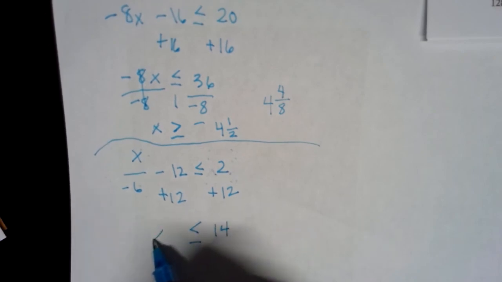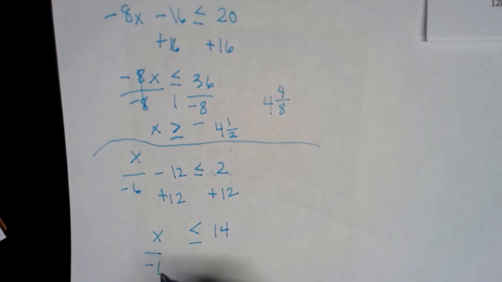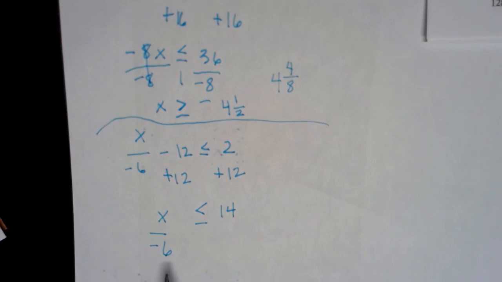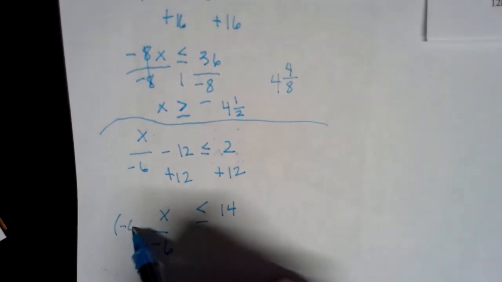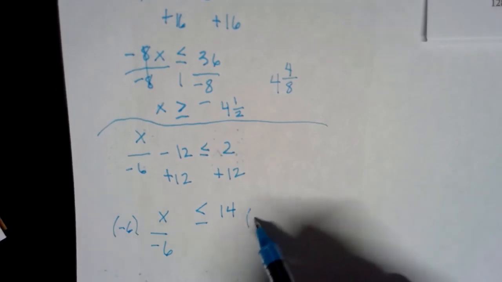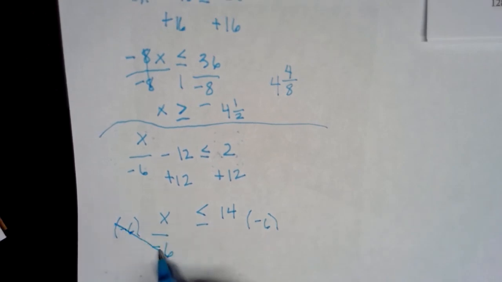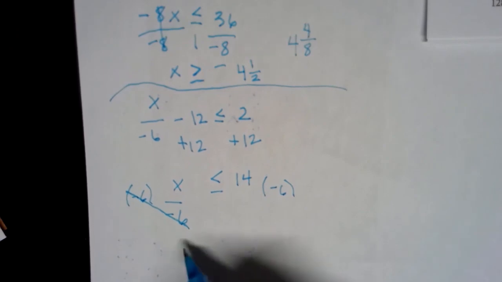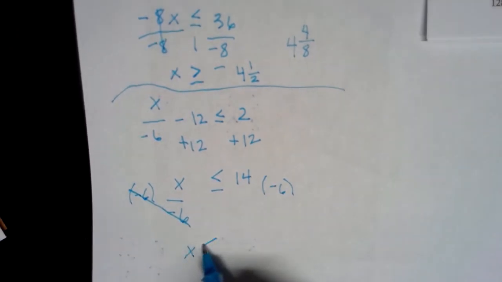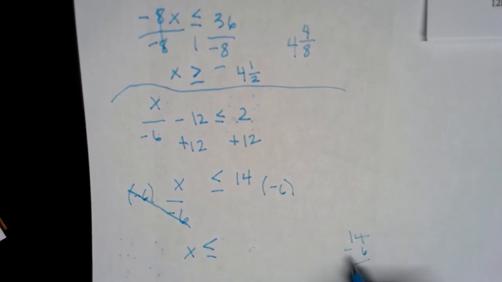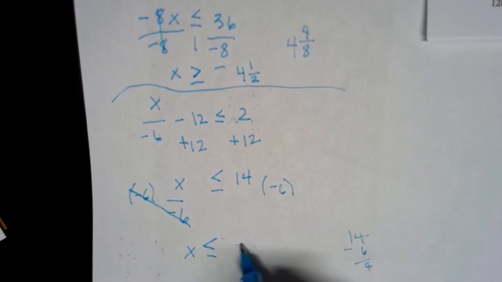And we still have the x over -6. And what is the opposite of dividing? It's multiplying. So we're going to multiply both sides by the denominator, the -6. So multiply this side by -6. Multiply this side by -6. This is gone, cancels. So that gives you x on this side less than or equal to, and 14 times 6, that's 24, 6, 7, 8, 84, -84.